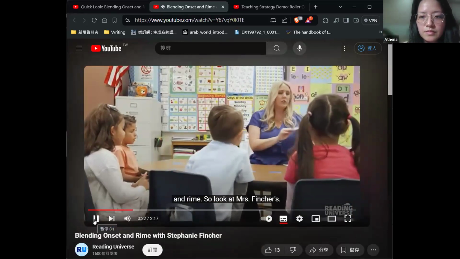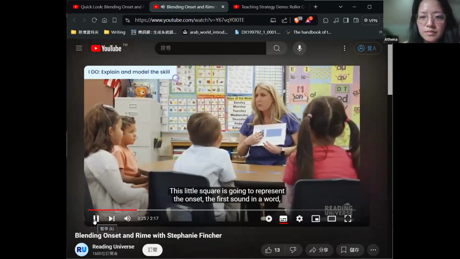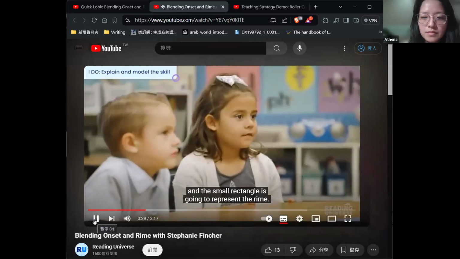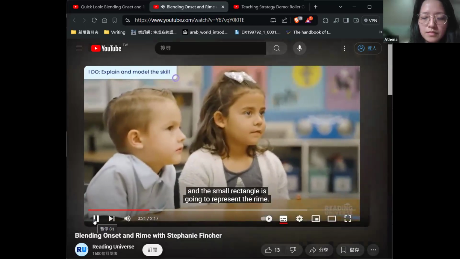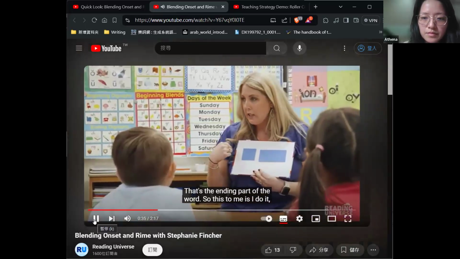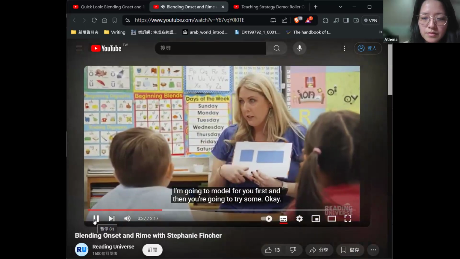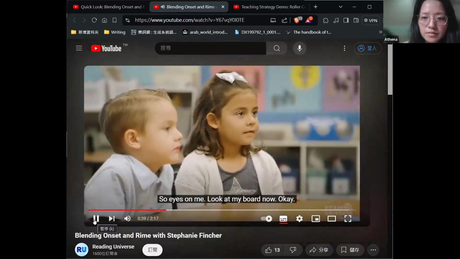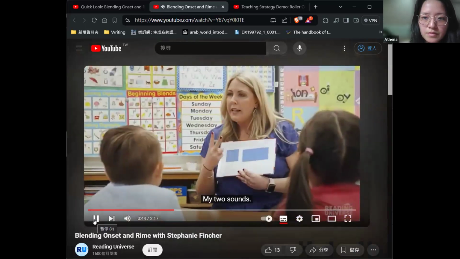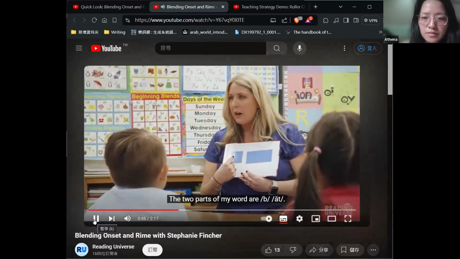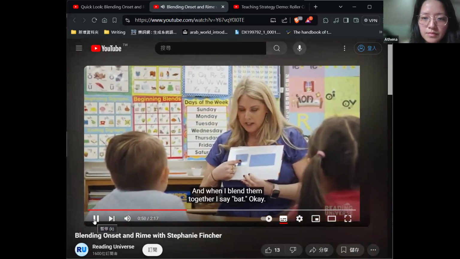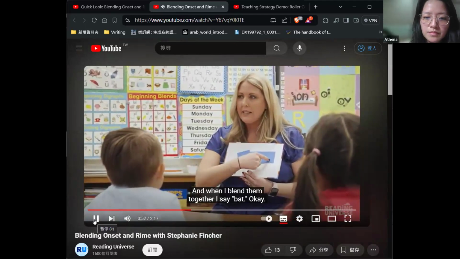So look at Mrs. Fincher's. This little square is going to represent the onset, the first sound in a word. And the small rectangle is going to represent the rhyme, the ending part of the word. Listen to me as I do it. I'm going to model for you first, and then you're going to try some. Eyes on me. Look at my board. My two sounds, the two parts of my word, are b, at. And when I blend them together, I say bat.